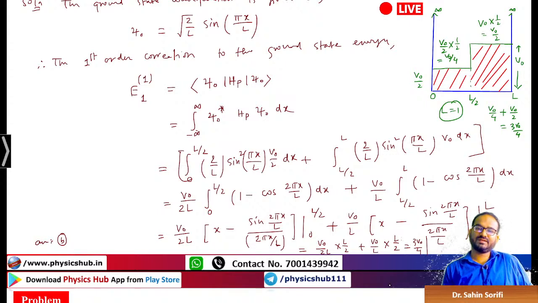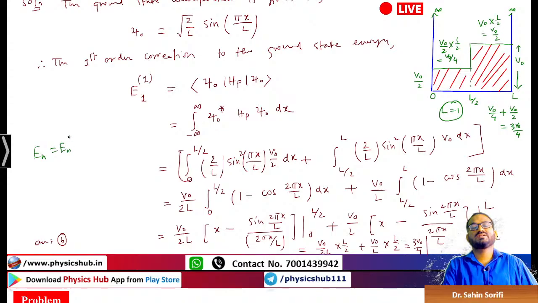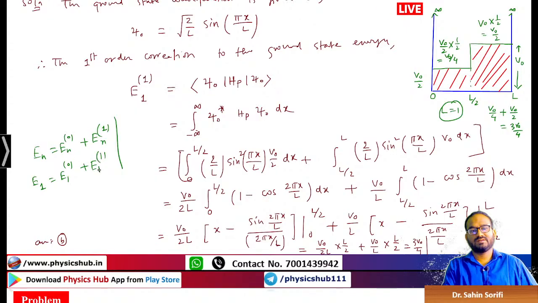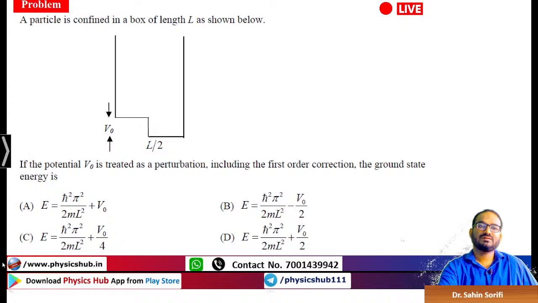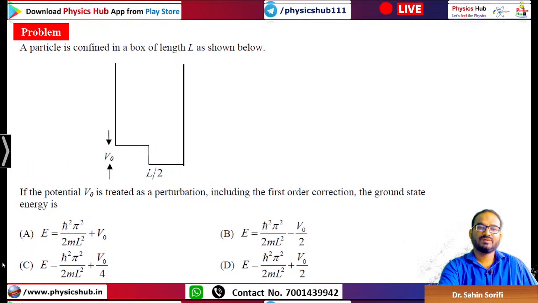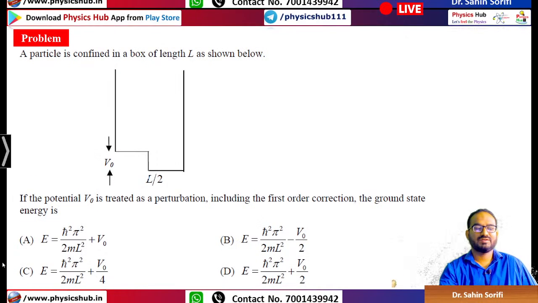Now perturbation is always additive here. Like the way you write energy, it is En0 plus En1 after writing the first order correction. Like if you are writing the first order correction in the ground state, E1 equals E1 0 plus E1. Now if you can solve this problem quickly without calculation, with calculation you can do, without calculation, yes, amazing trick.